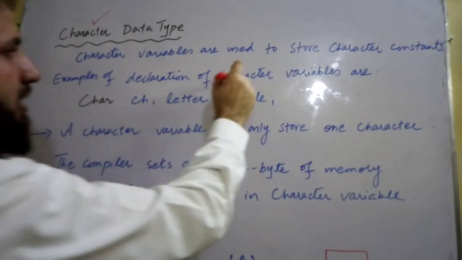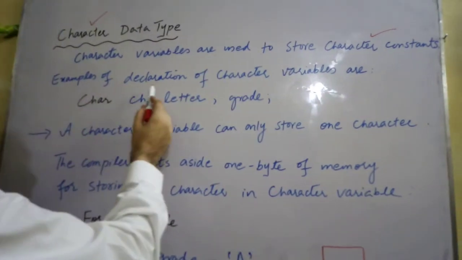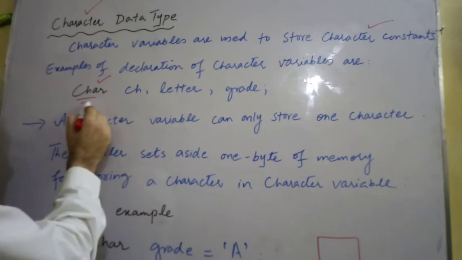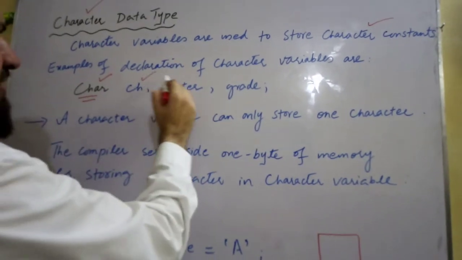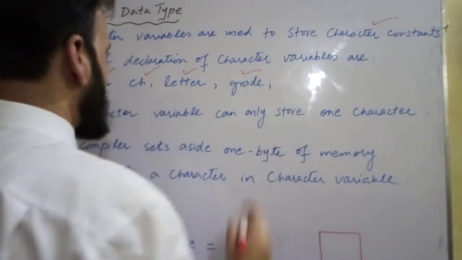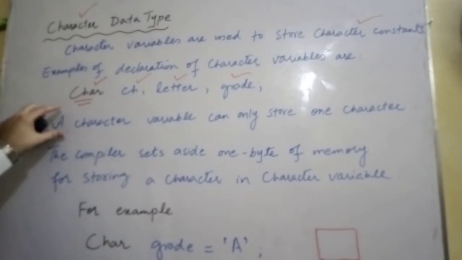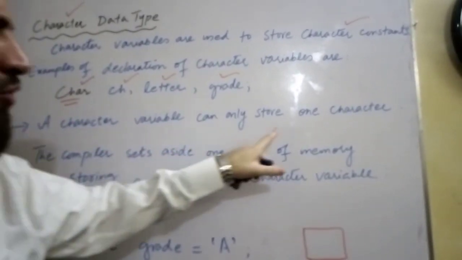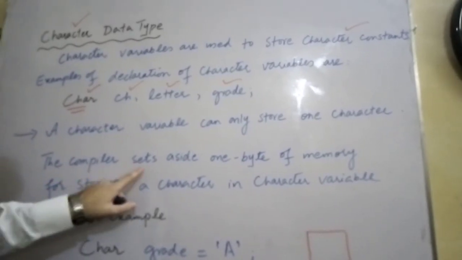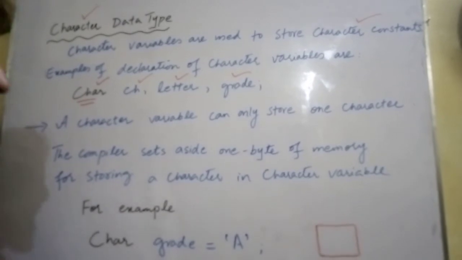Character variables are used to store character constants. Examples of declaration of character variables are: this is the data type that shows the character variables, and ch, letter and grade, these three are character variables. These three will store character data. Similarly, a character variable can only store one character in C language. The compiler of C language sets aside 1 byte of memory for storing a character in a character variable.